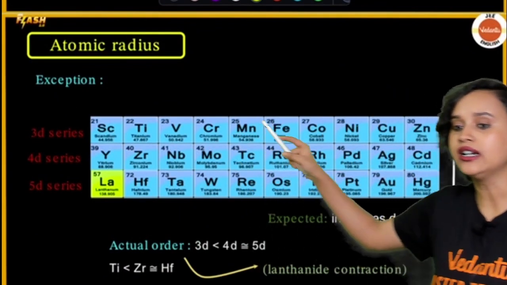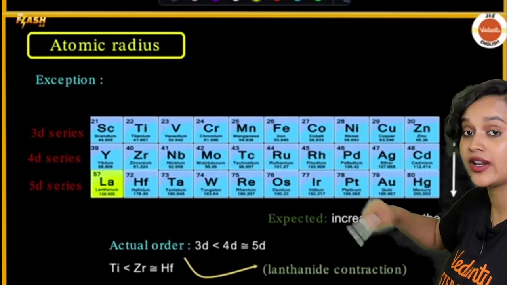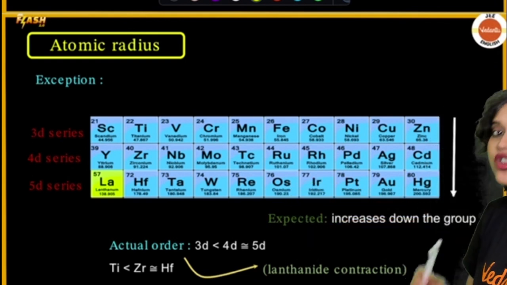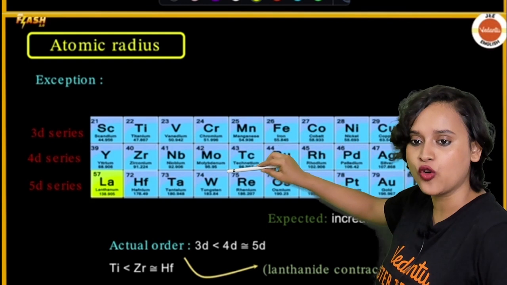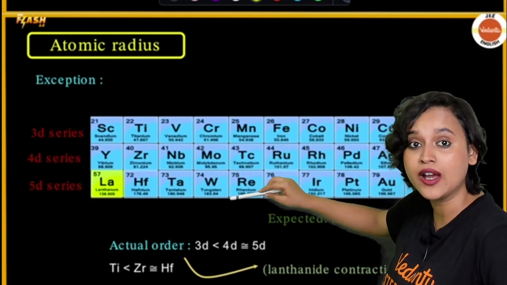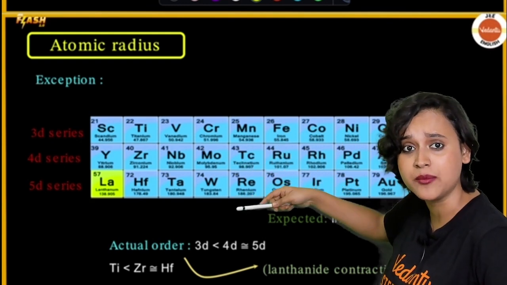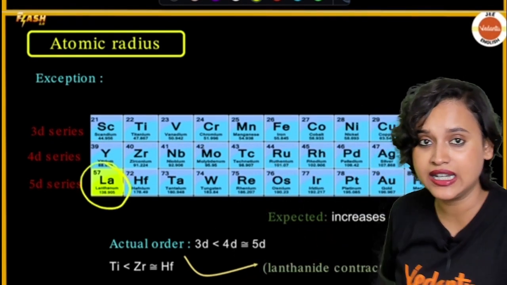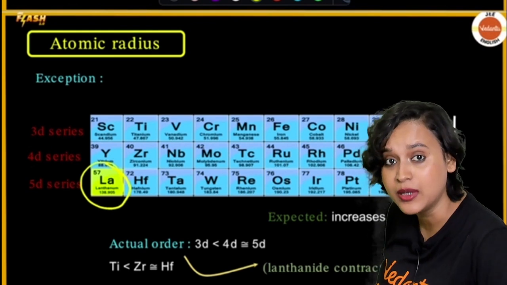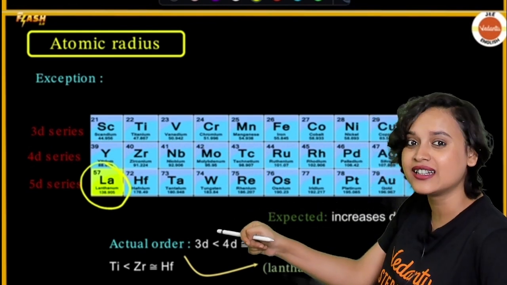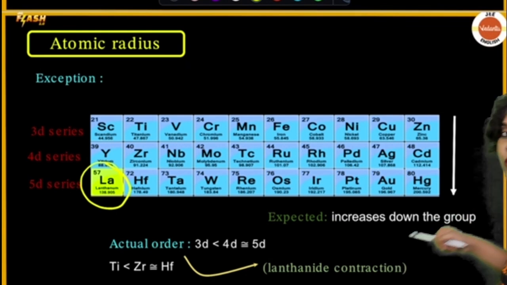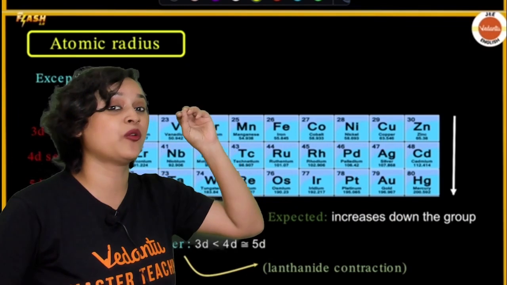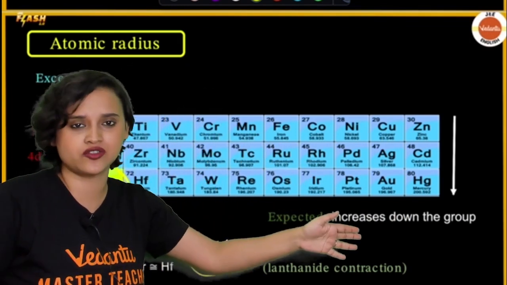Once again here, in case of the 3d series, 4d series and 5d series, we were expecting that the atomic size will increase, right? But that's not the case. We see that from 3d to 4d, yes, it increases, but from 4d to 5d, it does not really increase. It is almost the same. Why? Because right here at the 5d series, just before lanthanum or just inside lanthanum, we have introduced the f block elements. And the f orbitals have even worse, the worst kind of shielding effect.